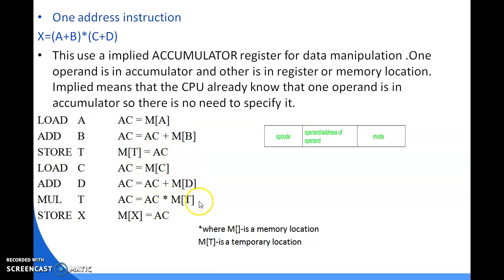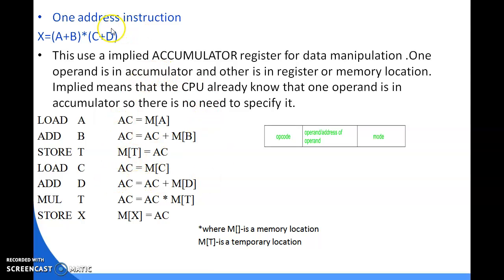So here you can ask a question: if this value is transferred to the temporary memory area, why not C plus D? Because after that, in this equation, there is no term for the manipulation. If you add another term, that means A plus B into C plus D into E plus F, then definitely you have to create another temporary location like MT1 and store this value of C plus D. But here there is no value after C plus D, so there is no need to store this C plus D result in a temporary location of the memory.